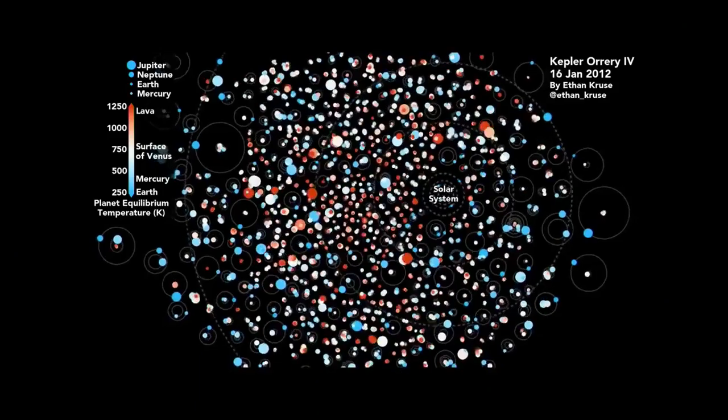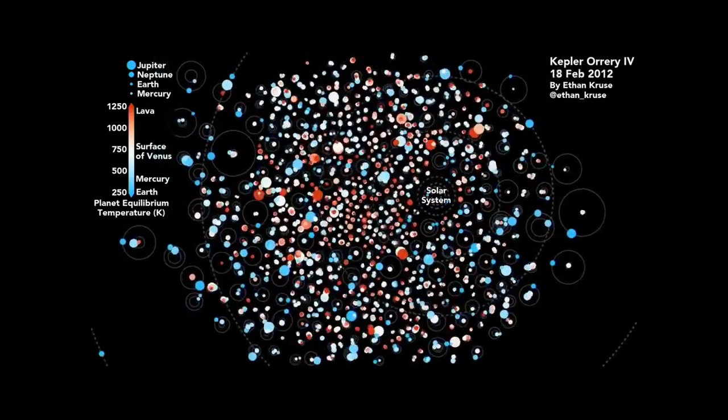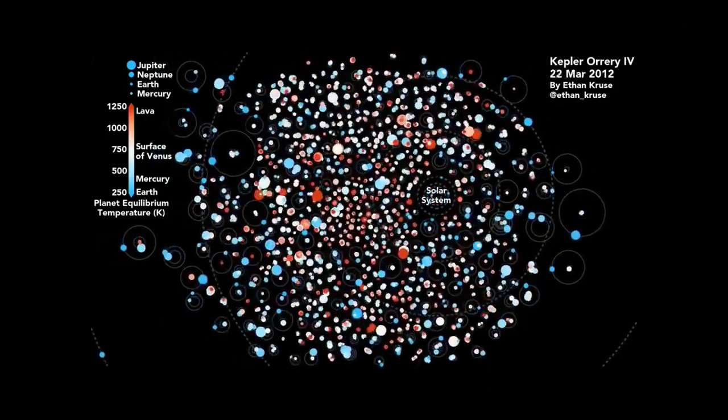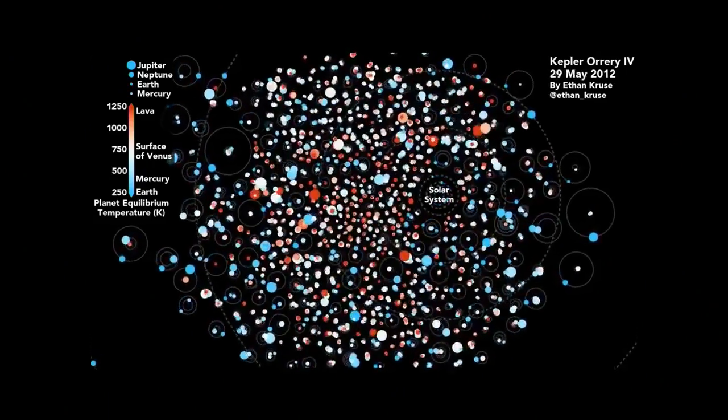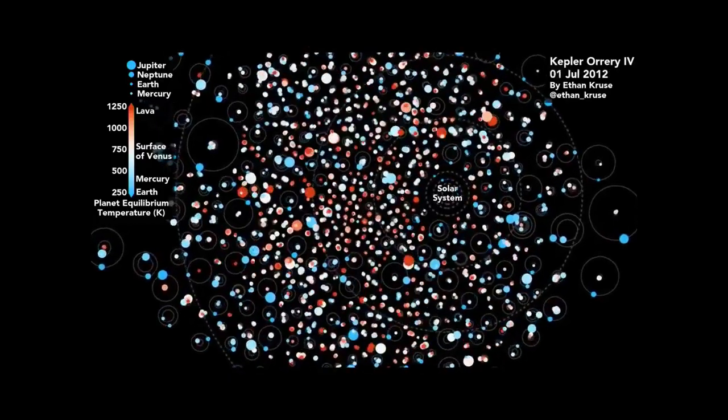Why is that? It's because these methods are so biased towards finding close-in planets that all the planets we find are really hot compared to the ones we have. It's partly observational bias, but it's partly that there are planets there.